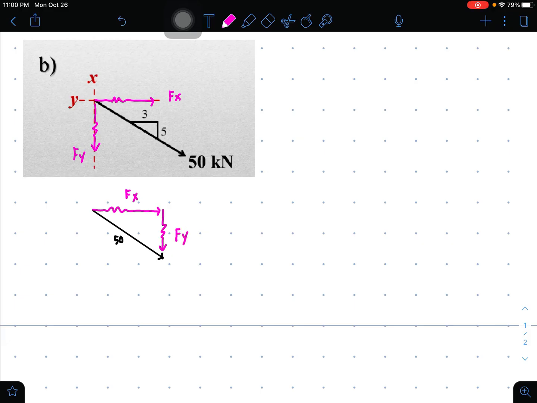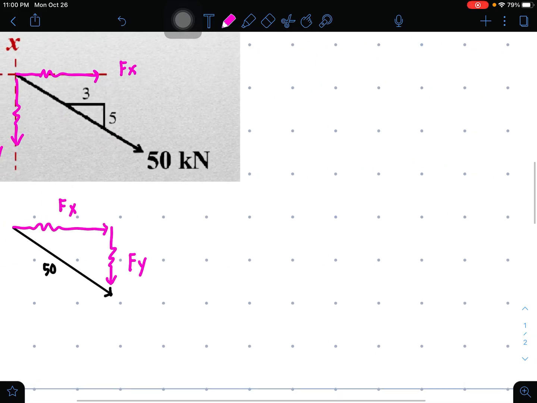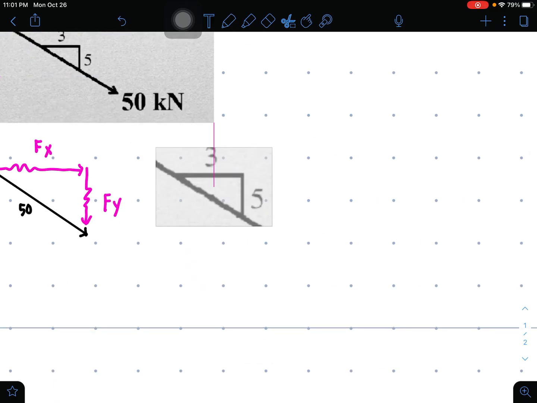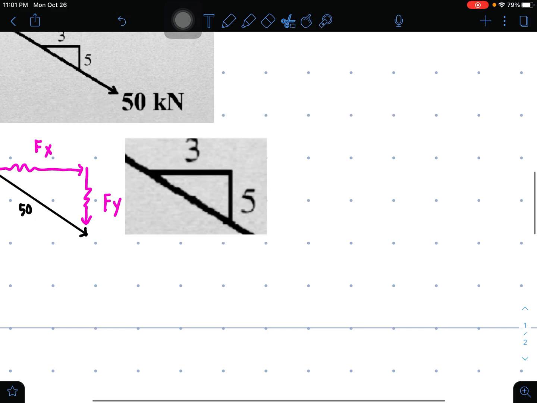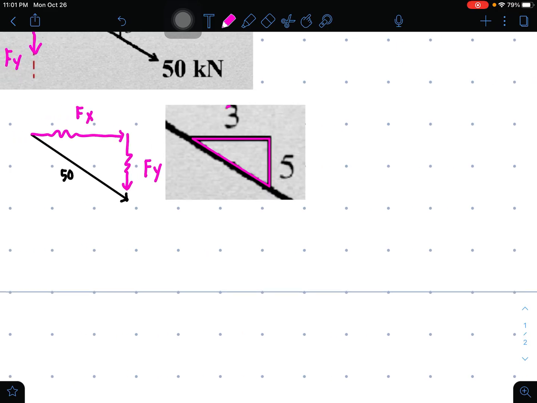But what is the inclination? So we will be using this triangle here. If that is the triangle, we isolate this one. We isolate the triangle. It's a triangle 3 by 5. So this is 3 and this is 5.